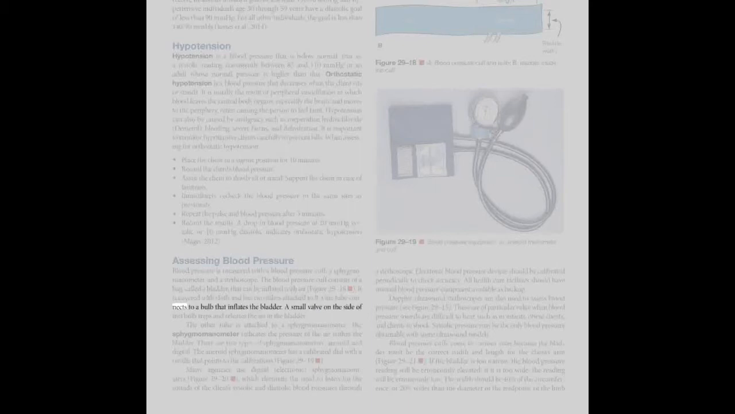One tube connects to a bulb that inflates the bladder. A small valve on the side of this bulb traps and releases the air in the bladder. The other tube is attached to a sphygmomanometer. The sphygmomanometer indicates the pressure of the air within the bladder. There are 2 types of sphygmomanometers, aneroid and digital. The aneroid sphygmomanometer has a calibrated dial, with a needle that points to the calibrations, Figure 29-19.